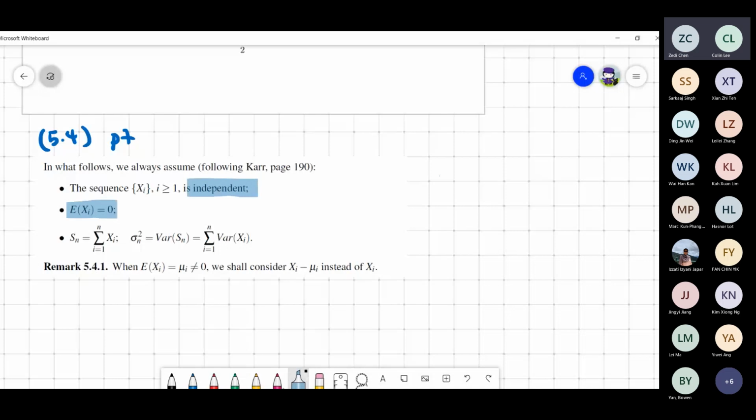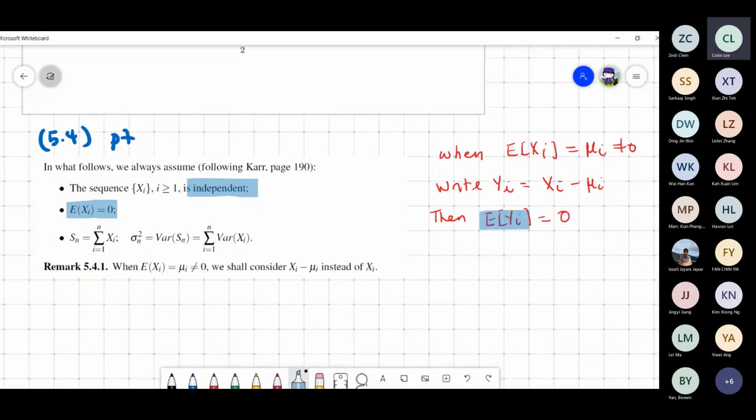Okay, we just simply write this notation, and this is a sigma. So this is our assumption, right? Maybe just to explain what it is: when E of xi equals mu i, that is not necessarily 0. So what we can do is simply write y of i to be xi minus mu of i. Then we can see E of yi will be equal to 0. So that's why automatically we have these conditions.